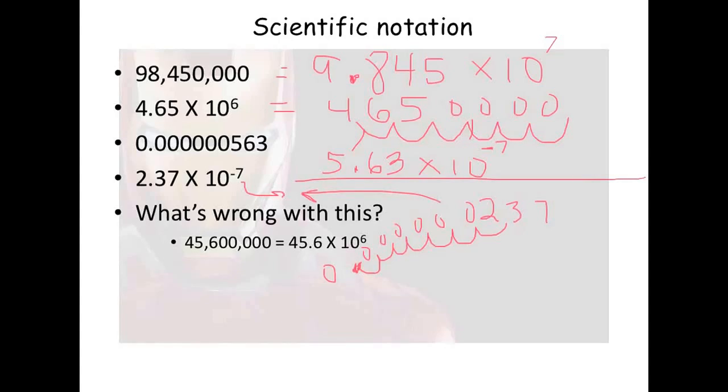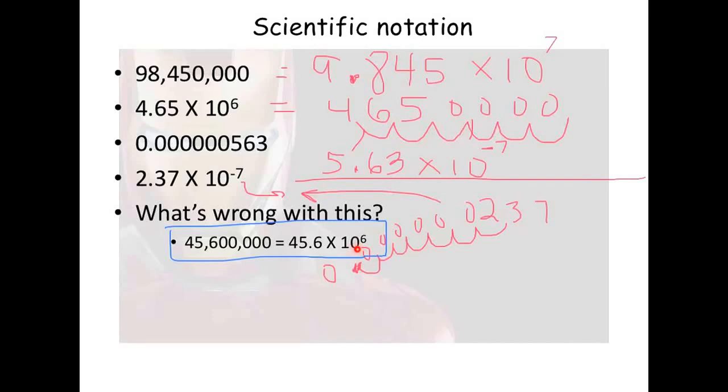All right, so what's wrong with this? This is an example of scientific notation gone bad. I'm not sure what's wrong with this. Now I see this number, if I shift it over 1, 2, 3, 4, 5, 6, that's the exponent here. So it looks like it's written right in scientific notation, right?